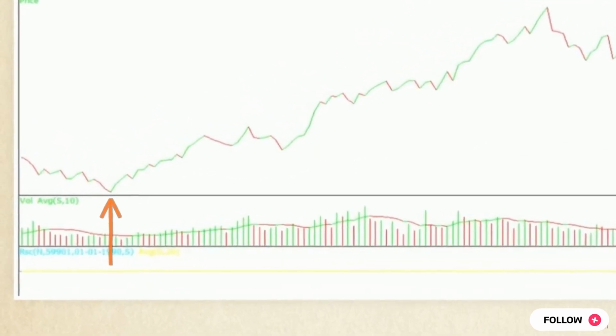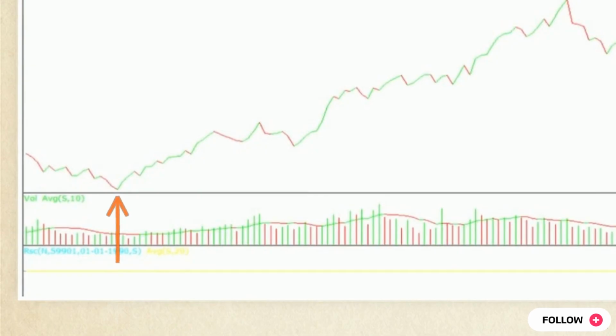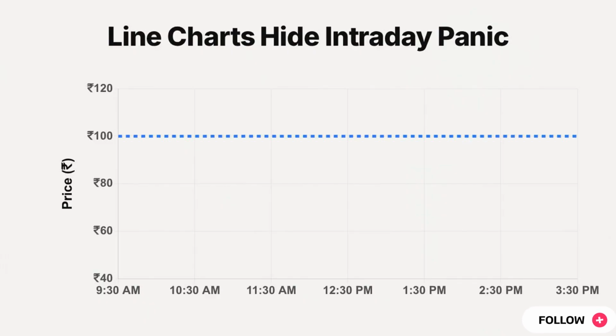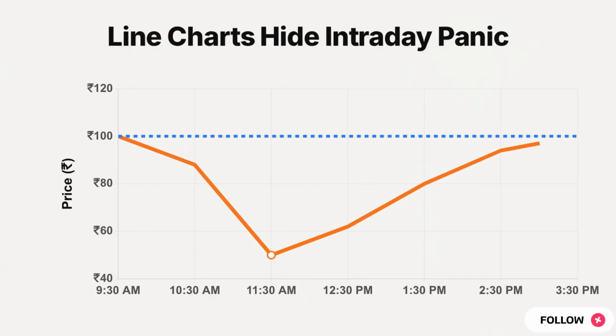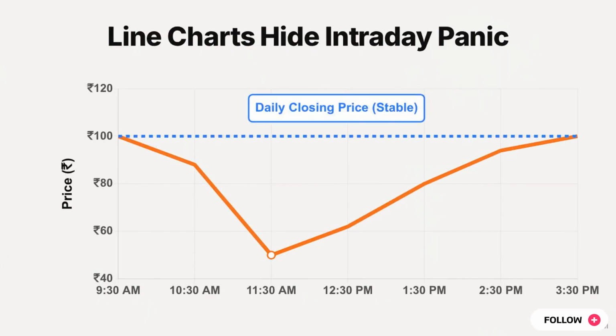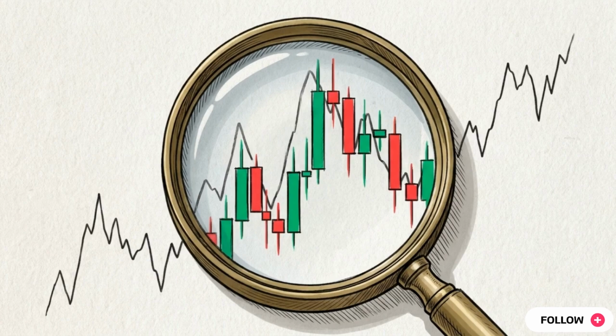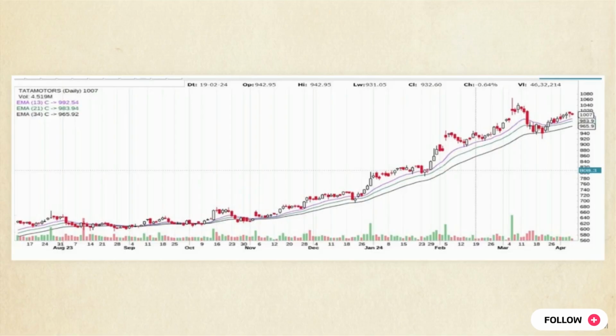But this simplicity comes at a cost. It erases the violence of intraday volatility. If an asset drops sharply during the day, but recovers by the close, the line chart hides that panic. To truly map the psychological battle between buyers and sellers, analysts need a more granular tool. The Japanese candlestick chart takes that same raw market data and visually encodes it, making market sentiment instantly readable.